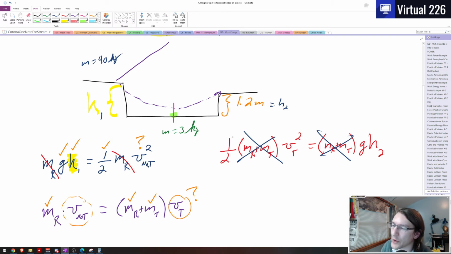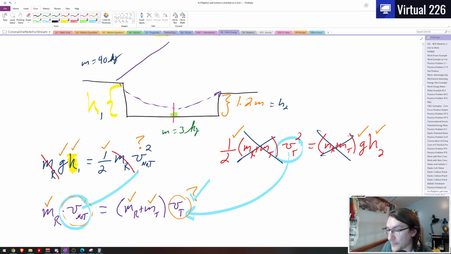Well, I can come over here to our energy. I know 1/2. I know g. I know h2. I am going to solve for the velocity after the collision with our turtle. I'm going to plug it in here so it's now checked off, and I can solve for the velocity without the turtle. I'm going to put it back up top, and then I'm going to solve for the height of the bank. So we kind of walked through the problem forward, but then we're going to solve for everything backwards.